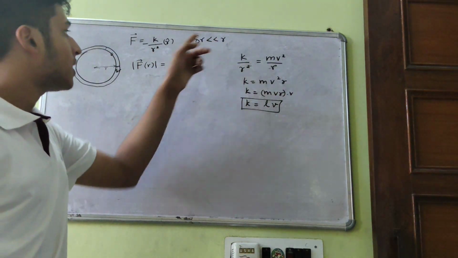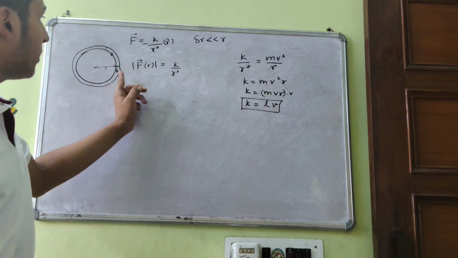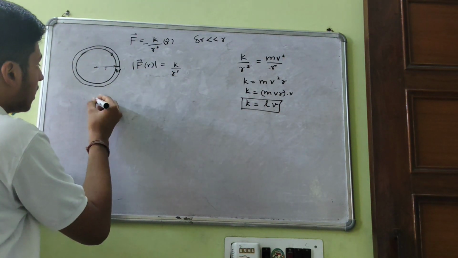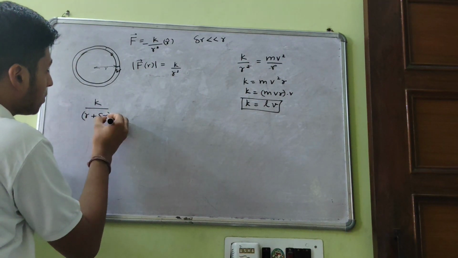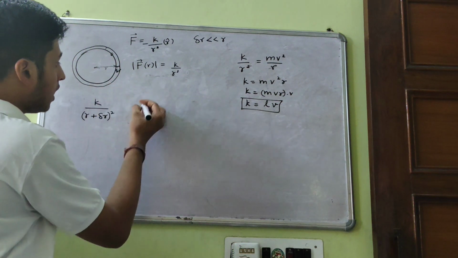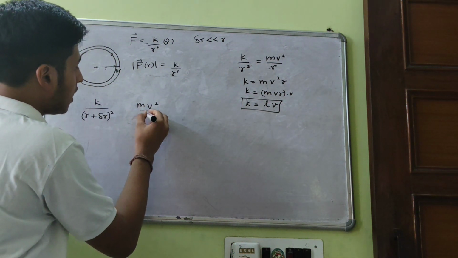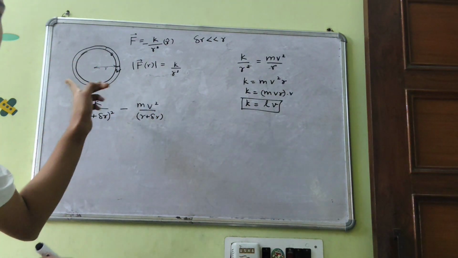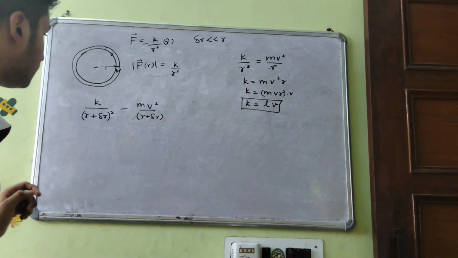Now once this particle gets displaced by delta r, in the question it is given that delta r is much less than r. When this particle comes in this orbit delta r, the net inward force becomes k by r plus delta r square, because the total distance from the center is now r plus delta r, and the outward centrifugal force is m v square by r plus delta r. Net force is this towards the center, inward minus outward.